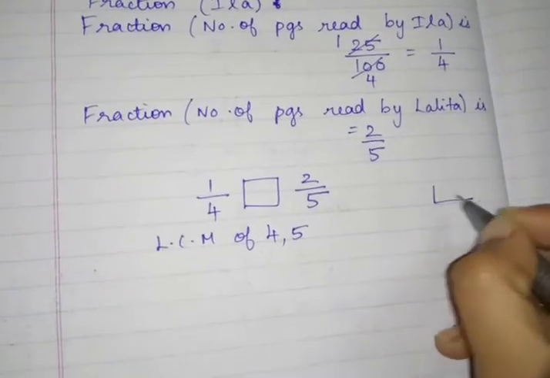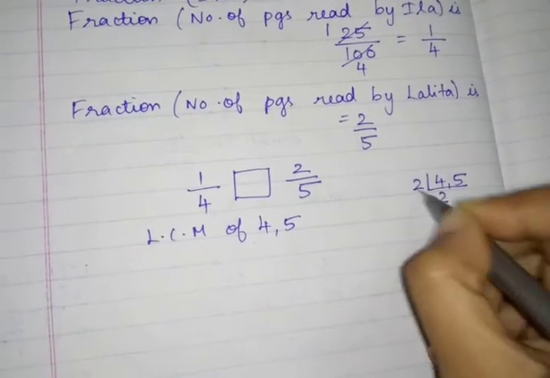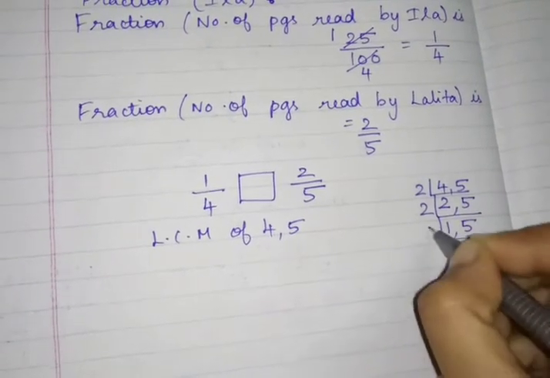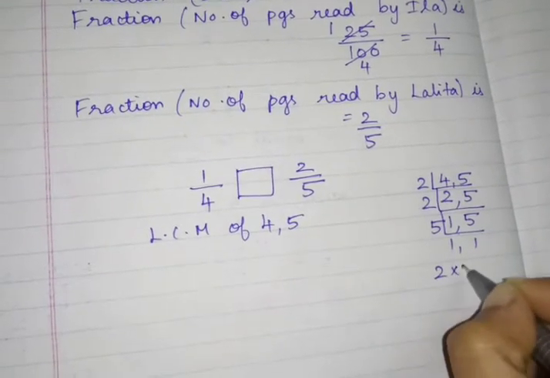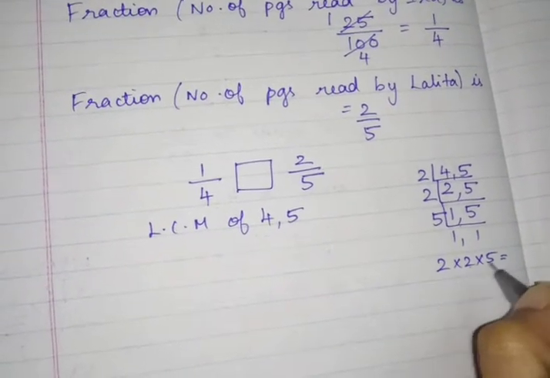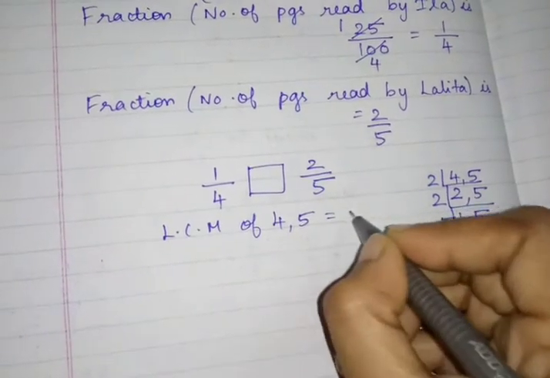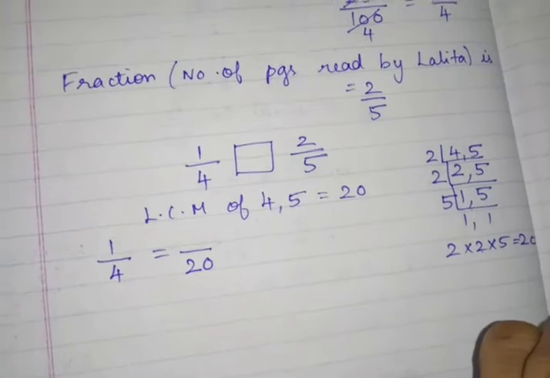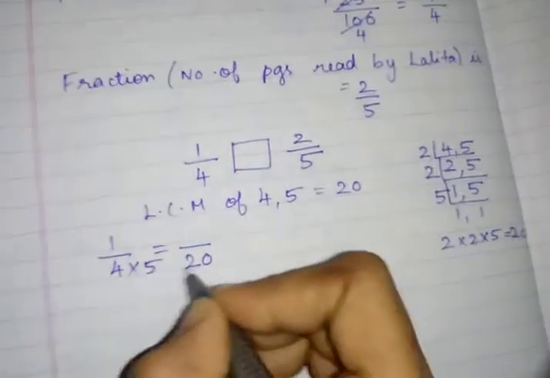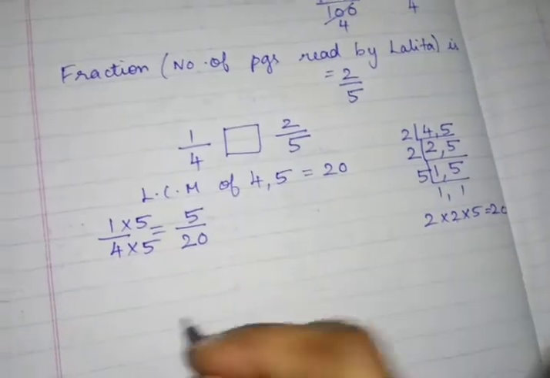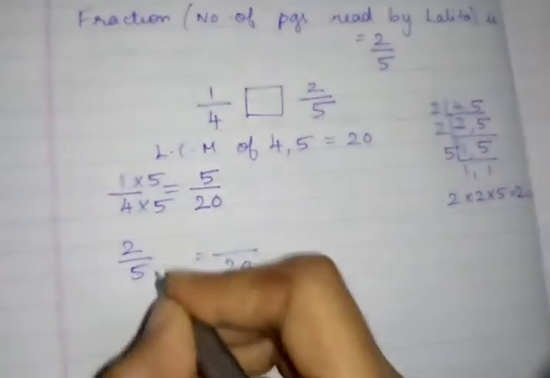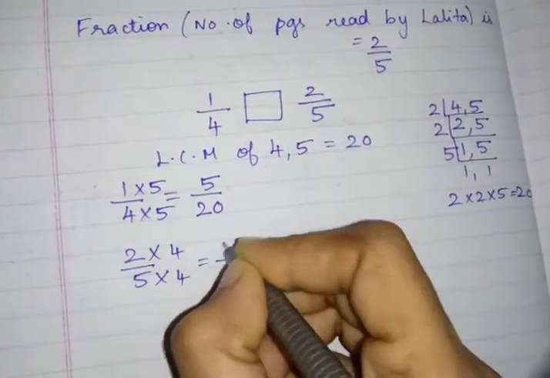Right? 4, 5. 2 2s are 4, 5 as such. 2 1s are 2, 5 as such. Then 5 1s are 5. So 2 into 2 into 5. 2 2s are 4, 4 5s are 20. So the LCM of 4, 5 is 20. So 1 by 4 can be written with denominator 20, right? 4 5s are 20, 1 5 is 5. Next, 2 by 5, I want to make it with denominator 20. So 5 4s are 20, so 2 4s are 8.